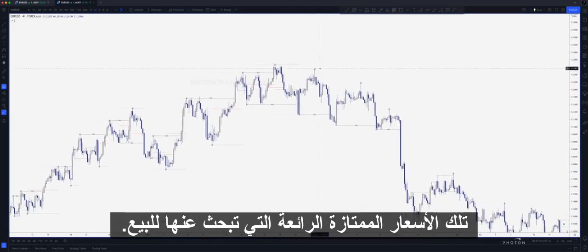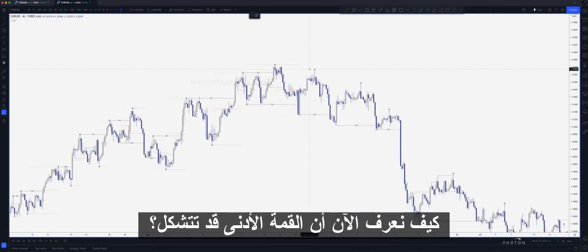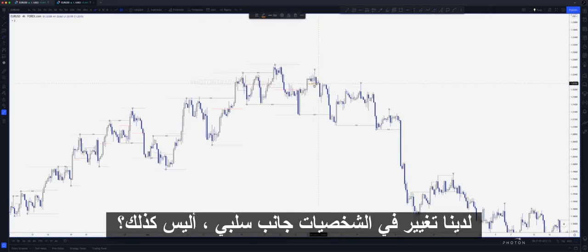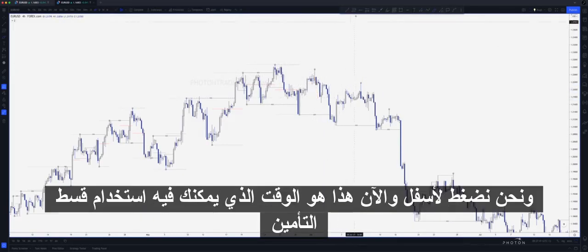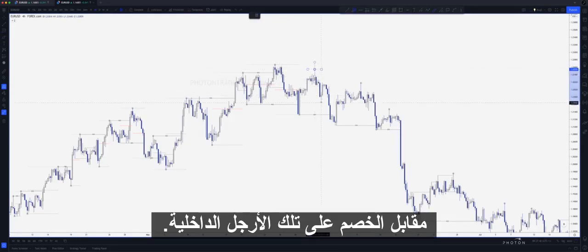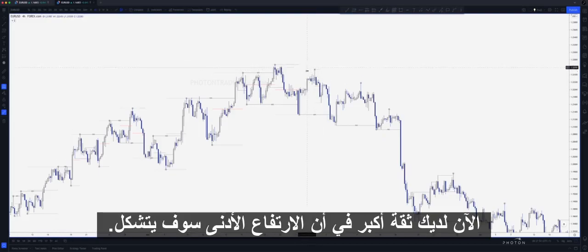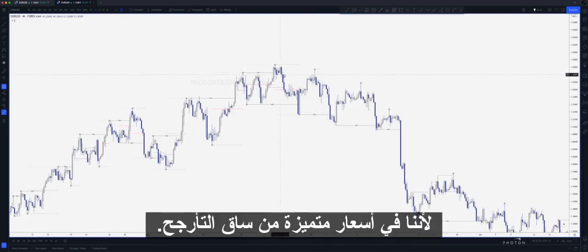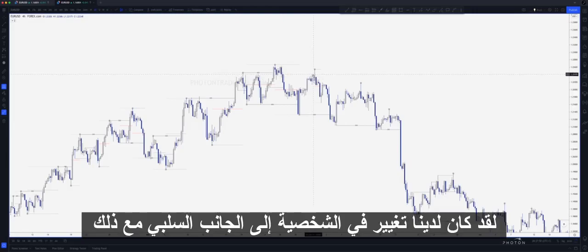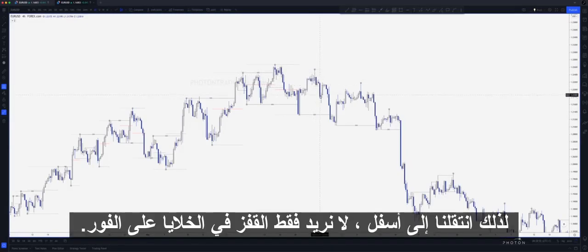We get that nice premium prices to be looking to sell for. How do we know now that the lower high may be forming? We get a change of character to the downside, and we push down. And now this is when you can even use the premium versus discount on those internal legs. Because what happens? Price pushes down. Now you have a bit more confidence that lower high is going to form. Why? Because we're in the premium prices of the swing leg. We've had a change of character to the downside with that minor break of structure here. So we've moved down. We don't just want to jump in and sell straight away. So what can we do?